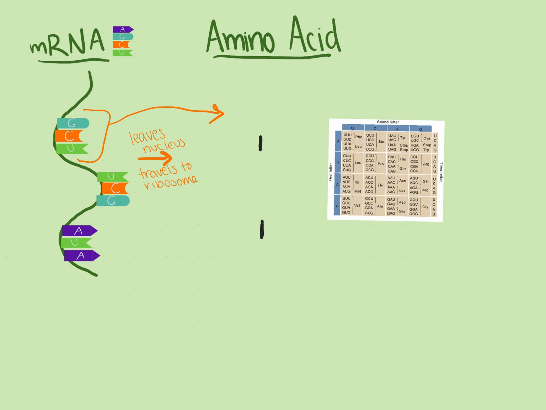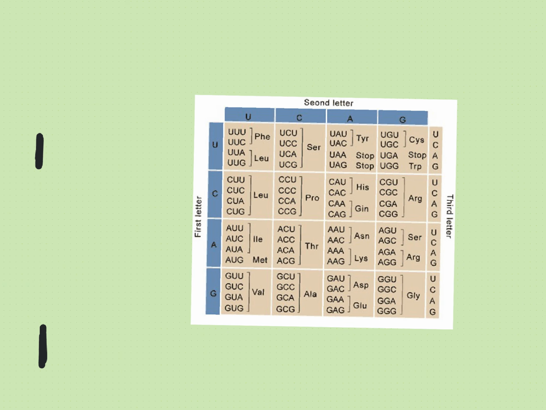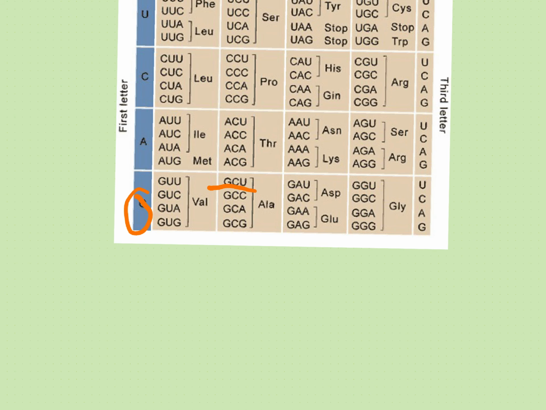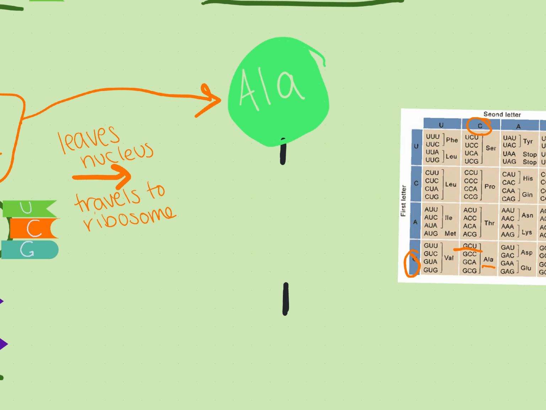So if we're looking at our first codon here, GCU, we're going to take a look at the codon chart, and we'll see first letter G, second letter C, third letter U right here, GCU. On our codon chart, that's shortened to ALA. That stands for alanine, but you guys don't really need to know what the names of each amino acid are. You can usually just go by the 3-letter abbreviation. So our first amino acid here would be alanine.